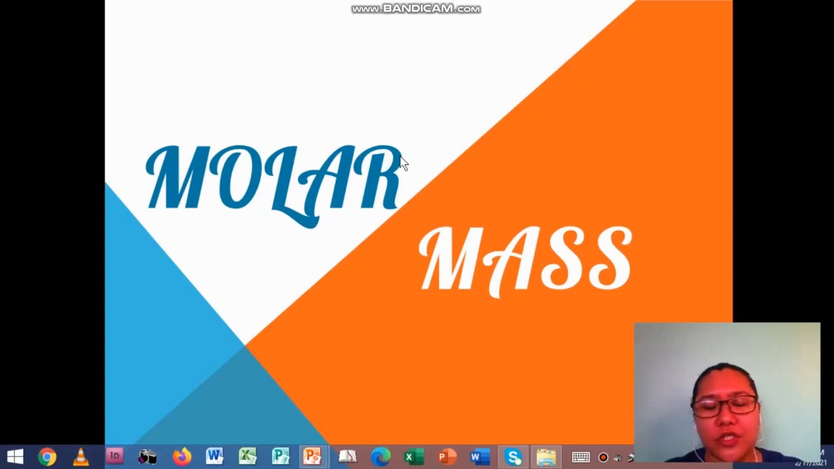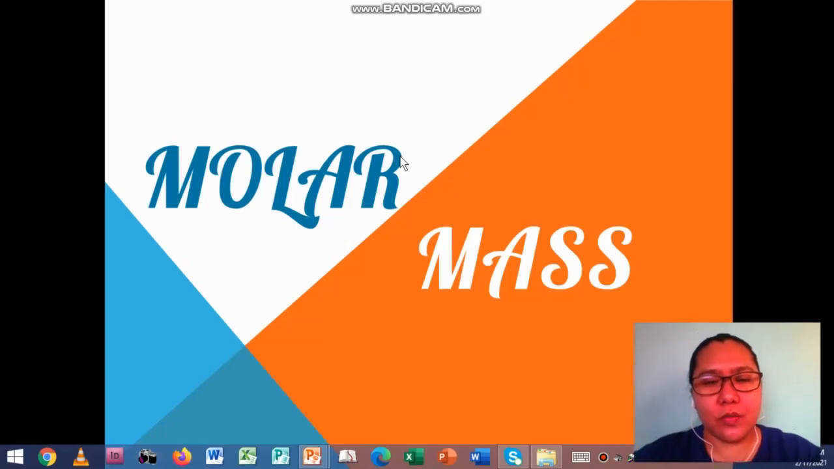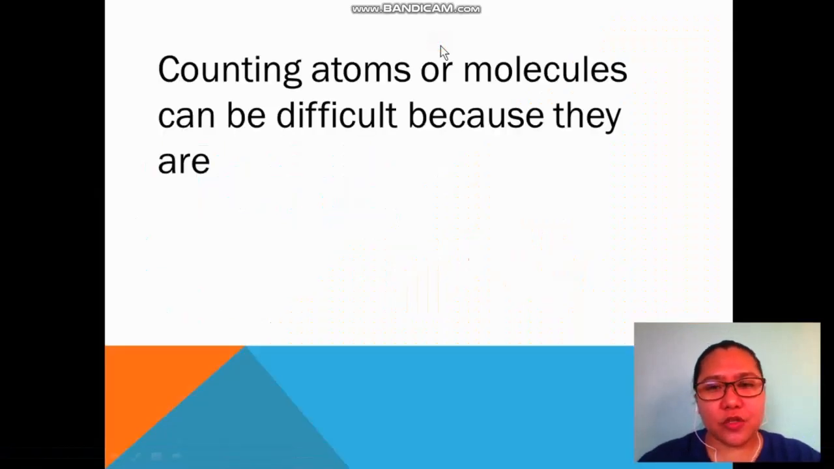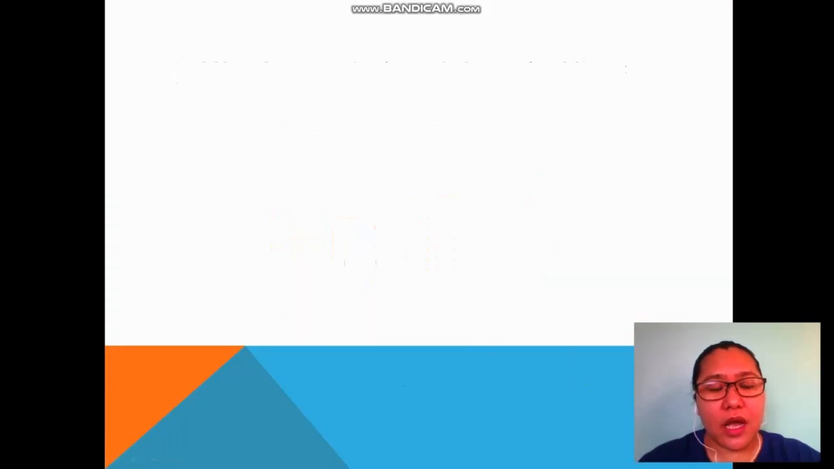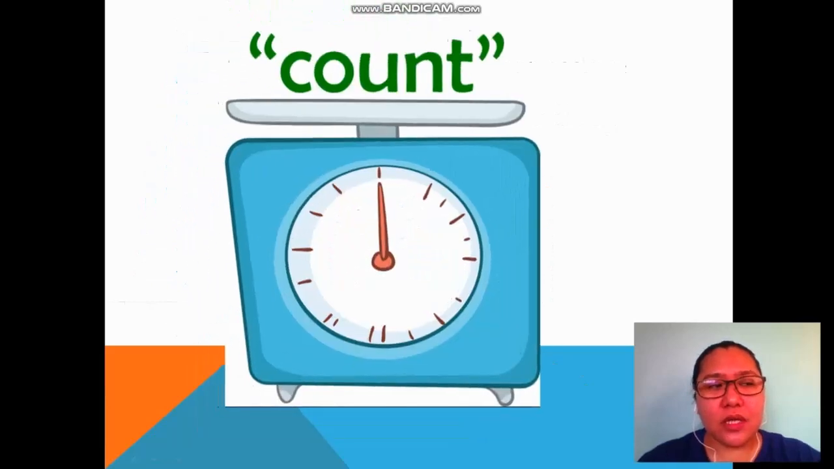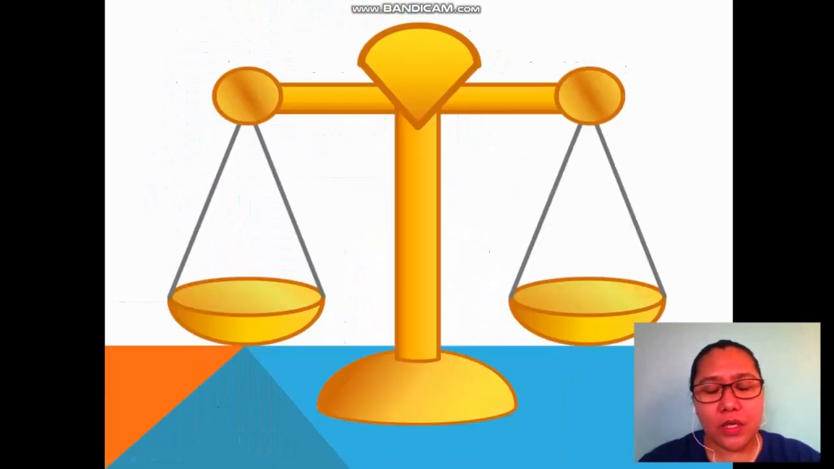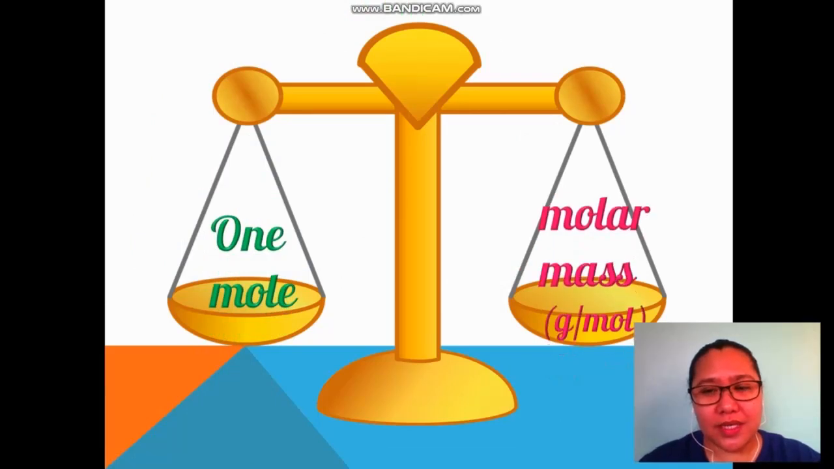Okay, so as a continuation of our discussion earlier, we are now going to proceed with our idea about the molar mass. Counting atoms or molecules can be very difficult because they are very small. However, you can count the atoms or molecules by weighing them. When you weigh 1 mole in a balance, you get the molar mass, whose unit is grams per mole.